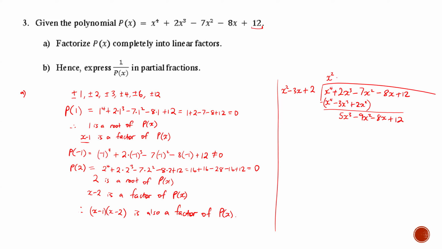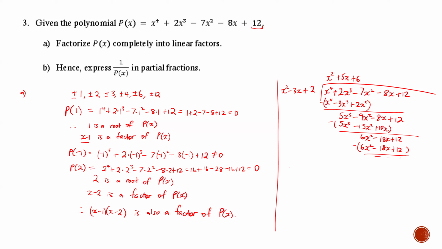Then we divide again the leading term here by the leading term there. So 5x cubed divided by x squared gives us 5x. When we multiply that by the divisor, we're going to get 5x cubed minus 15x squared, I think, plus 10x. And then we subtract this from what we have above. That's going to leave us with 6x squared minus 18x plus 12. And the divisor perfectly divides this, because you're going to get 6x squared minus 18x plus 12. And so indeed there is no remainder, which tells us that x minus 1 times x minus 2 is indeed a factor of the polynomial.